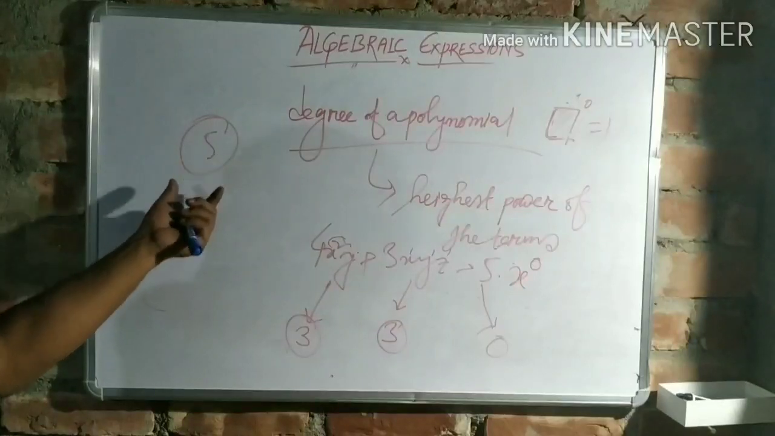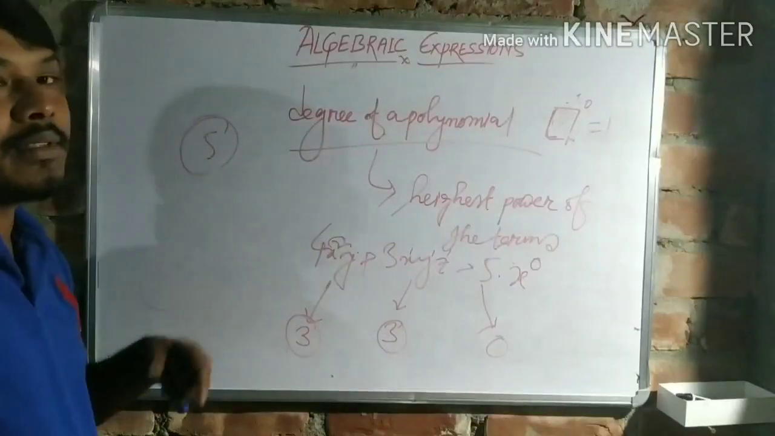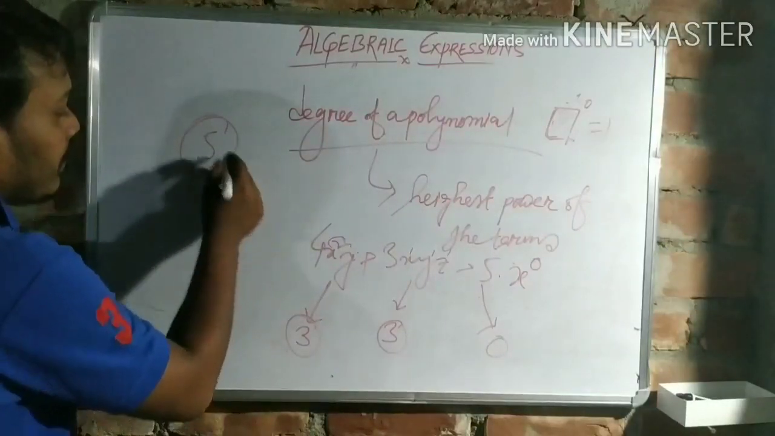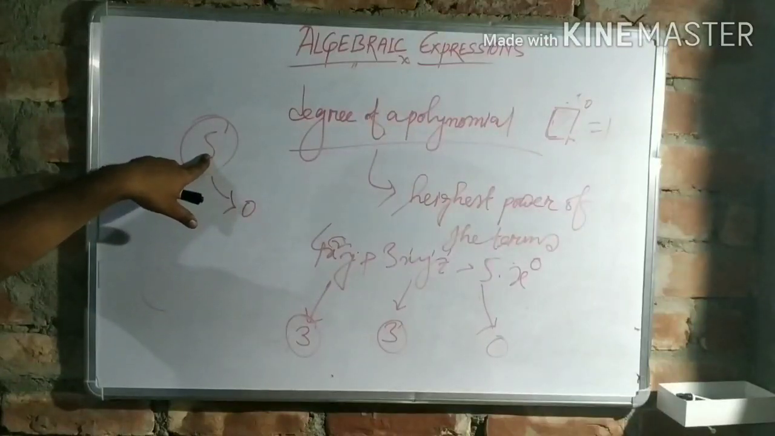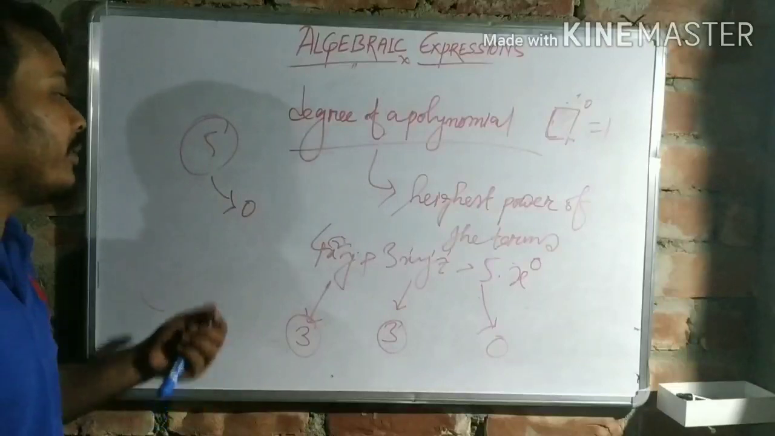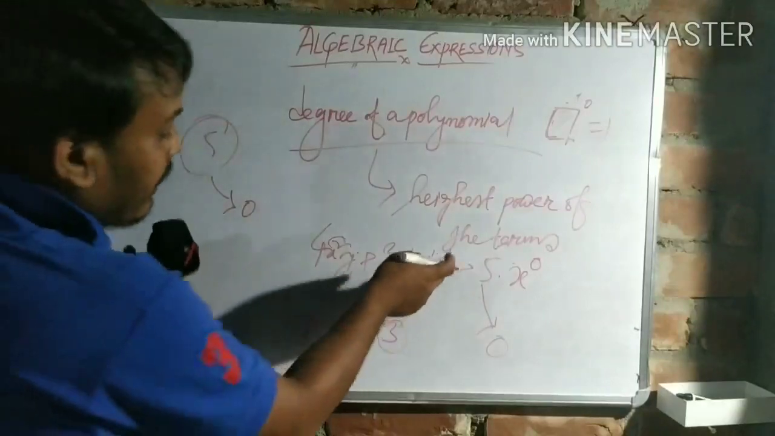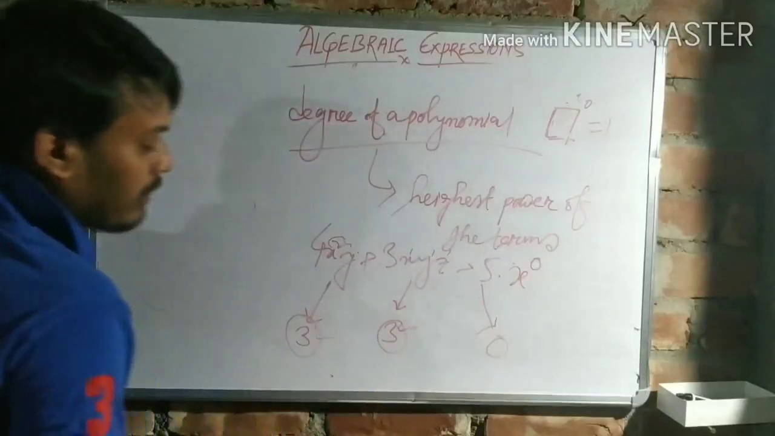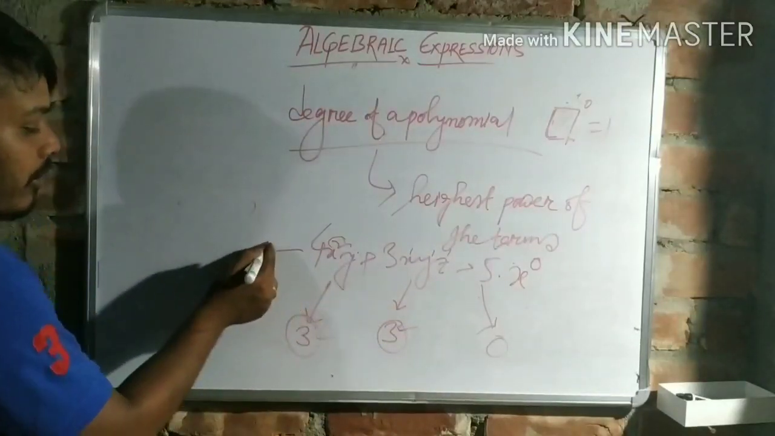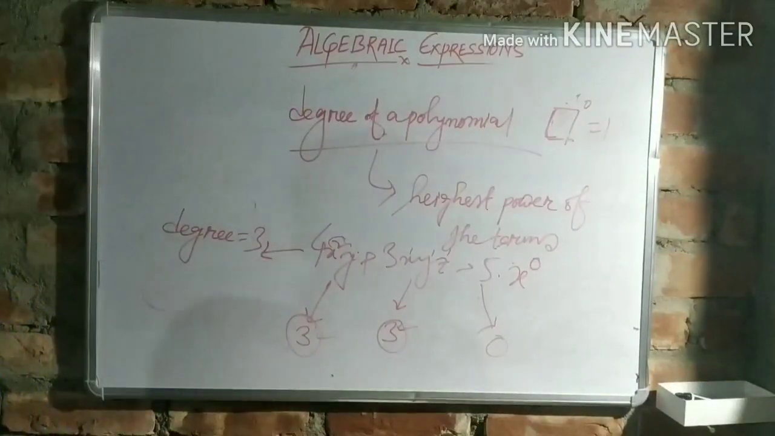Okay, so what is the degree of this monomial, not binomial, monomial, so only one term, so the power is 0, so degree is 0. A polynomial that does not contain any variable is called a constant polynomial. So the degree of a constant polynomial is 0. But for this polynomial, which one is the highest value? These two are highest, so highest means 3, so the degree of this polynomial is 3.